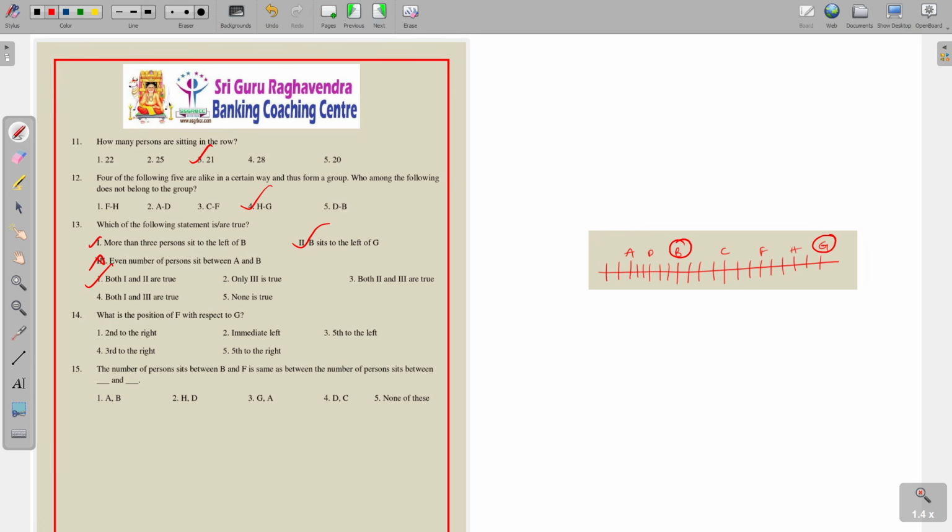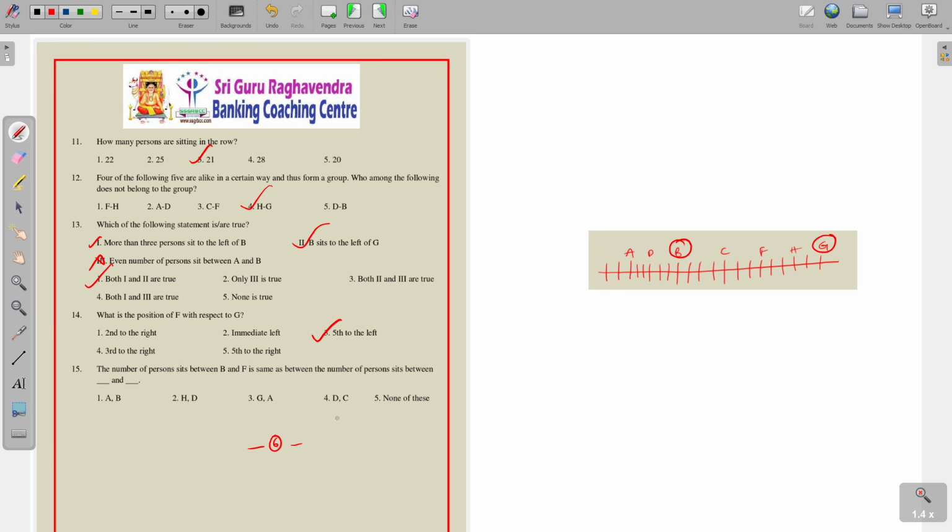14th question, what is the position of F with respect to G? So from G, 1, 2, 3, 4, 5, fifth to the left, option 3 is the answer. Number of persons sitting between B and F. So between B and F, 1, 2, 3, 4, 5, 6, 6 persons are there. Now, the number of persons sitting between dash and dash. So between A and another, total 6 members.